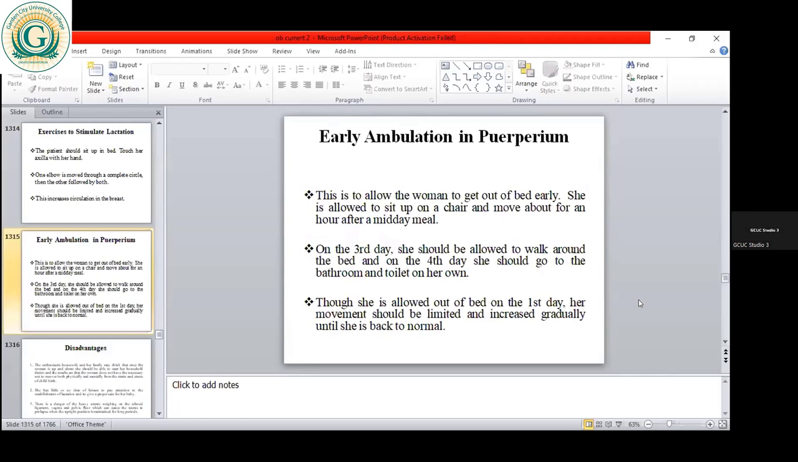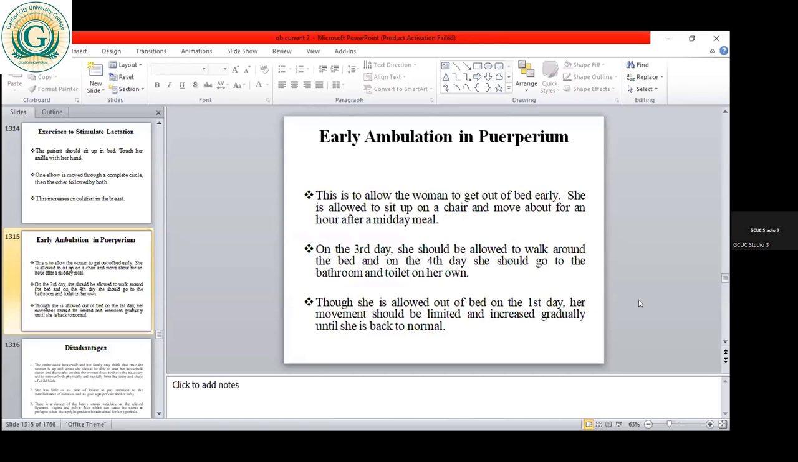We also have an exercise which is called early ambulation. I always tell my students to tell their mothers, or if they themselves are mothers, when you deliver, you should not engage in lazy behavior, staying in bed, you are just giving yourself problems. When you rest early and walk about, it makes the lochia come plenty. And within a very short period, you are yourself.